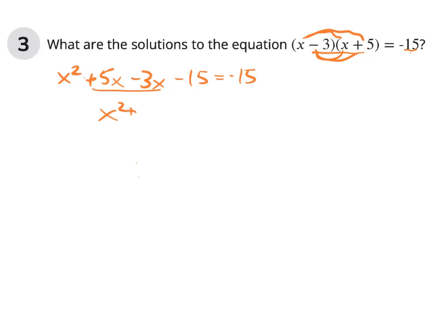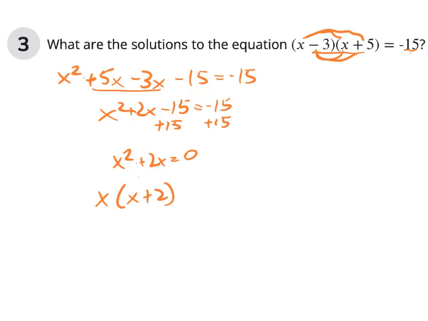So x squared plus 2x minus 15 equals negative 15. I'm going to add 15 to both sides. I'm going to get x squared plus 2x is equal to 0. I'm going to factor out an x, and I'll be left with x plus 2.